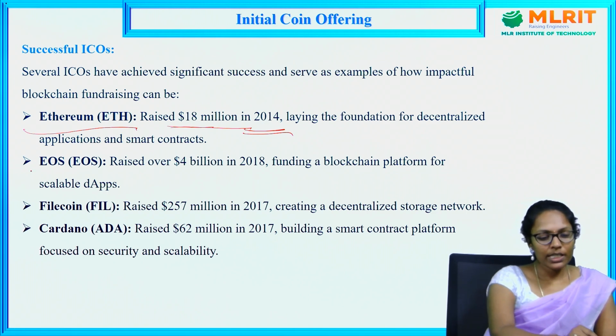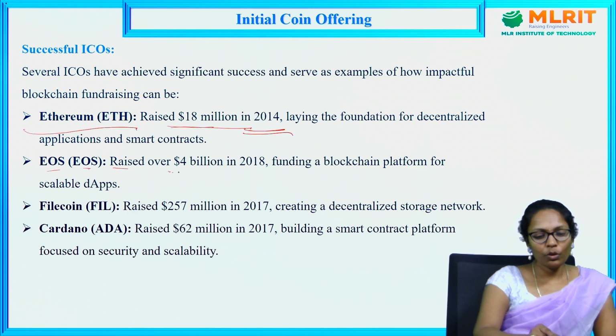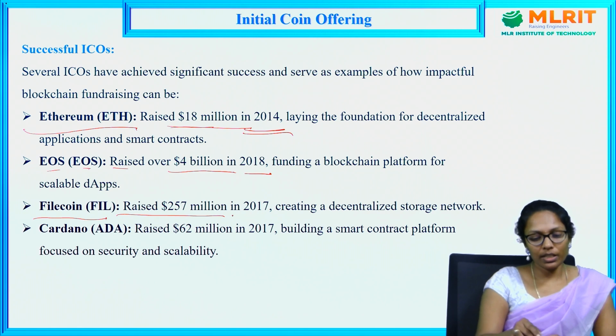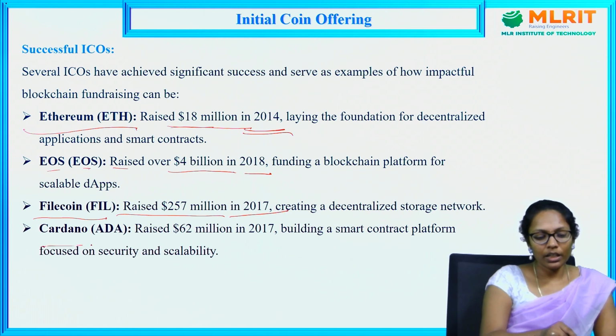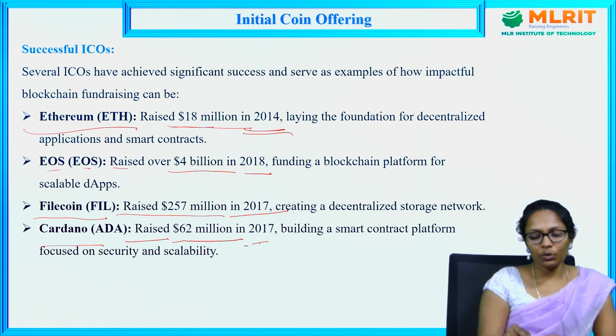Next is EOS. It raised $4 billion in 2018. Next is Filecoin. It raised $257 million in 2017. And Cardano also raised around $62 million in 2017.